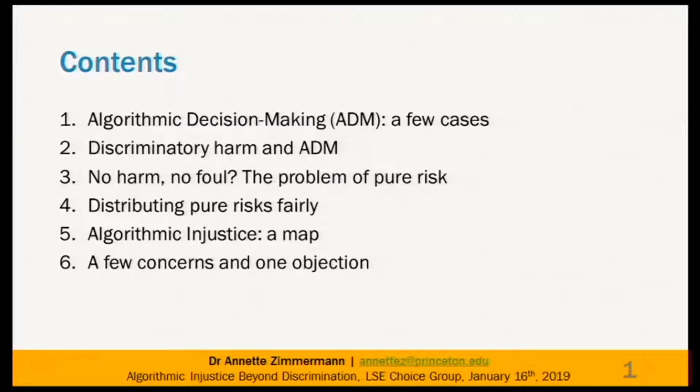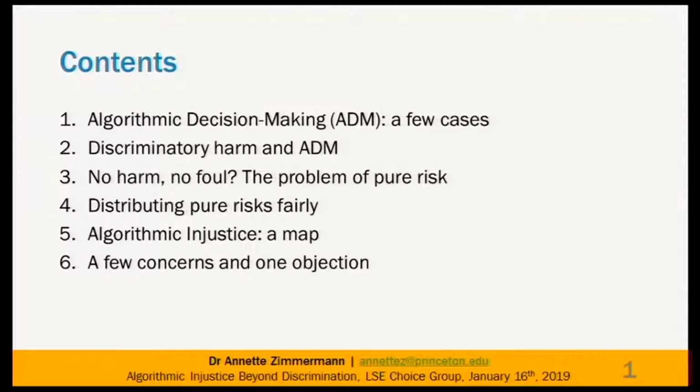I will then segue into the problem of pure risk. So pure risks are risk impositions where the harm doesn't actually eventuate. And there's this really interesting literature in the ethics of risk right now where people try to determine whether some pure risks can be wrongful. Here I'll be drawing on some standard accounts, but then I'll add on an account of my own, which is all about distributing pure risks fairly. And hopefully then I will arrive at a map of what algorithmic injustice actually entails.